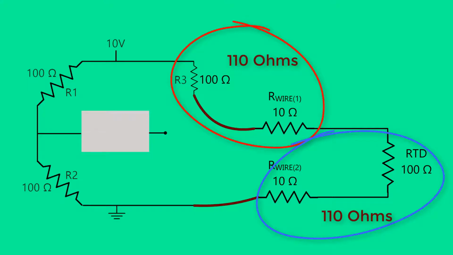The 4 resistance values can be combined to create 2 equal resistance values. In the example shown, the resistance of R3 in one of the connecting conductors is equal to the resistance of the RTD in the other connecting conductor. This creates a balanced bridge.